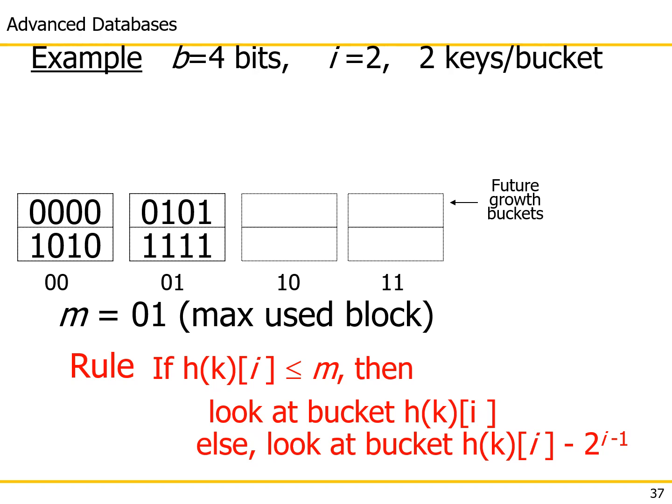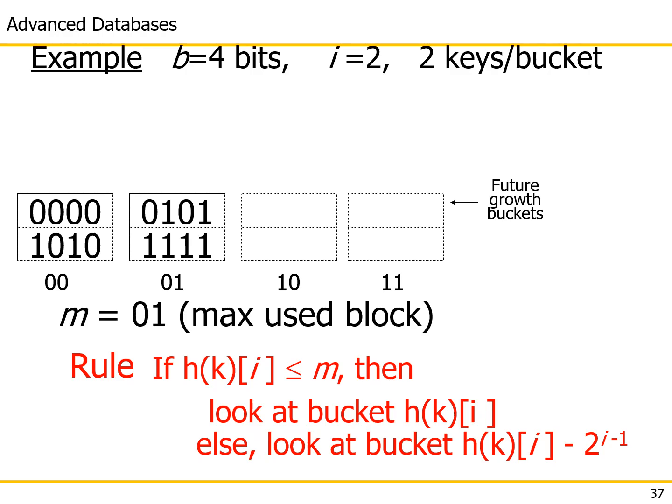So I go and look at the second line in red here, which says look at bucket h of k sub i, which means go to bucket 00 to put the value there, or do the search if you're doing the search. Okay. Now, else means here that h of k sub i is greater than m.